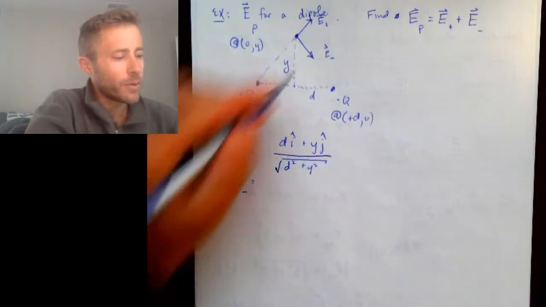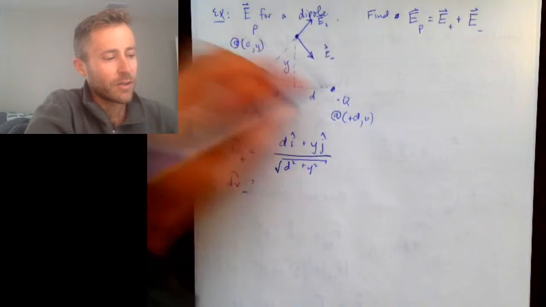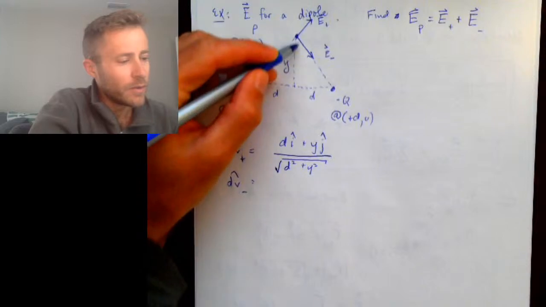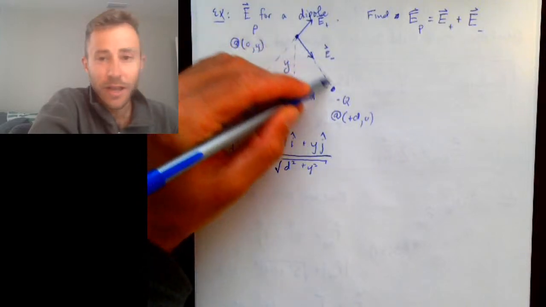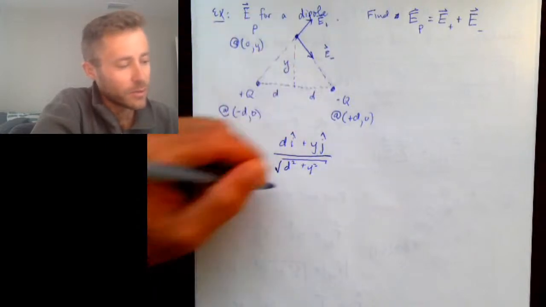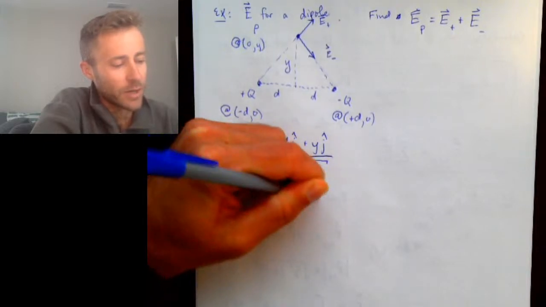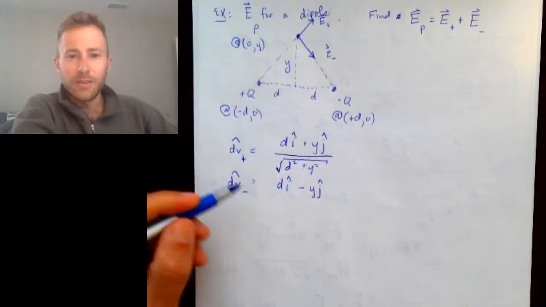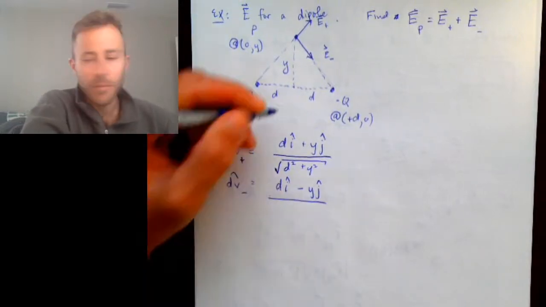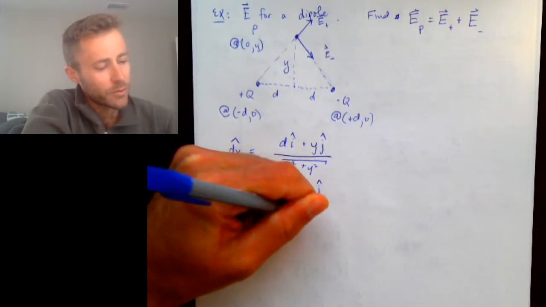The unit vector from the negative charge is going to be parallel to that line, which I can see goes down y and over d. So that points along d i minus y j. Again, to make it a unit vector, I have to divide by the magnitude, which is the square root of d squared plus y squared.